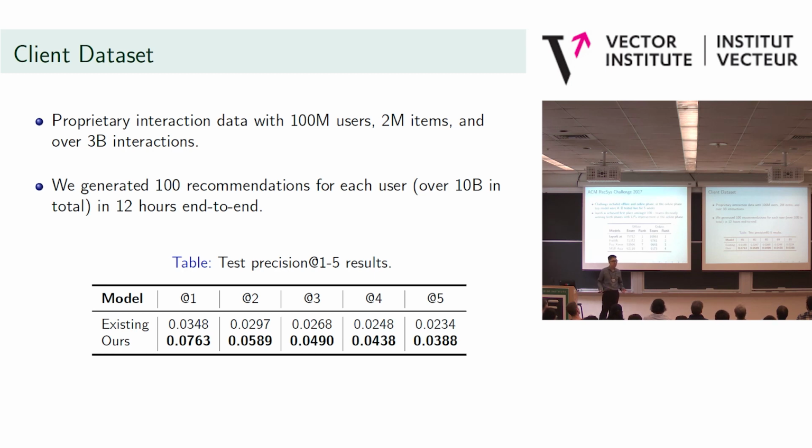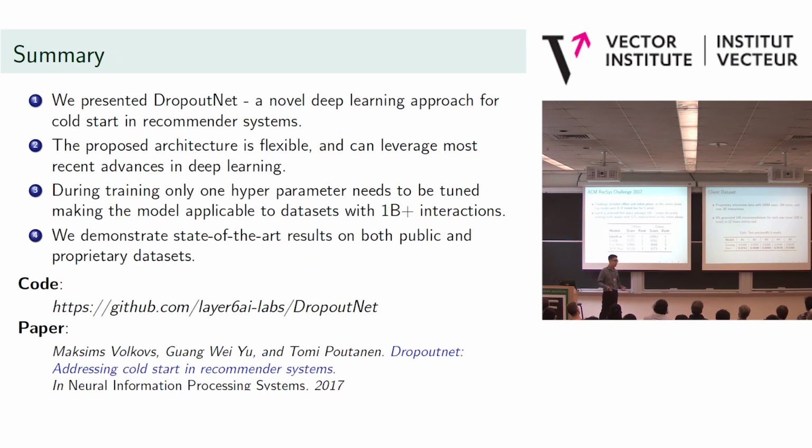This proprietary interaction data contains 100 million users, 2 million items, and over 3 billion interactions. We generated 100 recommendations for each user, and that's over 10 billion recommendations in total in just 12 hours end to end, while substantially improving over the existing proprietary CF approach.